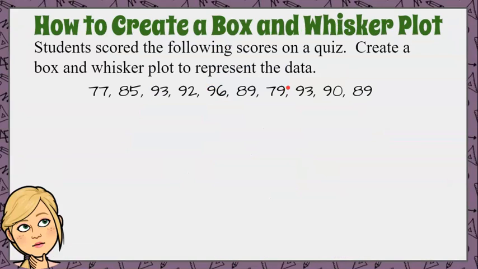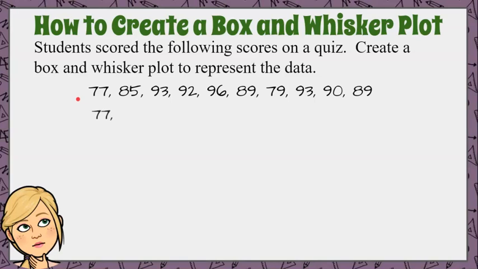Now let's create a box and whisker plot using some data. So students scored the following scores on a quiz, and we're going to create a box and whisker plot to represent this data. So I have 10 quiz scores right here. The first thing I need to do is list these in numerical order from least to greatest. So let's go ahead and do that.